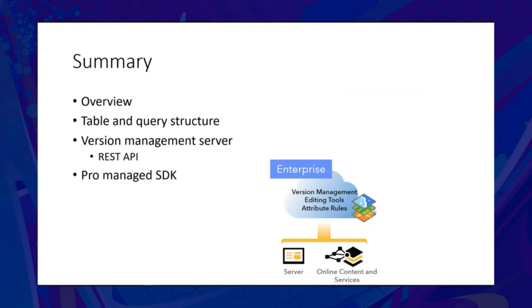So, inside this presentation, we've gone through a lot of different things. We've given you a good overview of versioning. We've talked a lot about the table schema, as well as what the query operations look like. We took you on a quick overview of the version management server, talking about the REST API and all that. And finally concluded with the Pro Managed SDK. Took you through some of the important classes and a few interesting tidbits there.